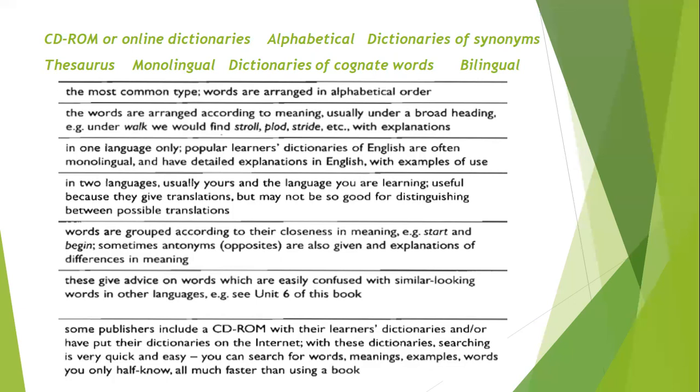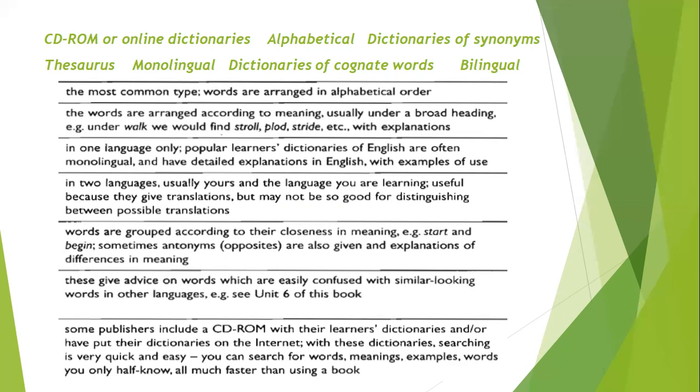The next type is monolingual. As is clear from the name itself, this is in one language only. Popular learners' dictionaries of English are often monolingual and have detailed explanations in English with examples of use. Dictionaries of cognate words. These give advice on words which are easily confused with similar looking words in another language. So we will talk about this topic later in another lesson.